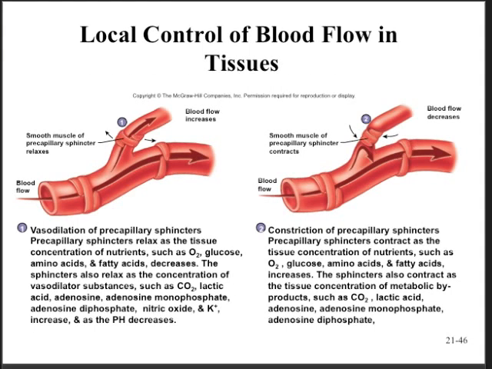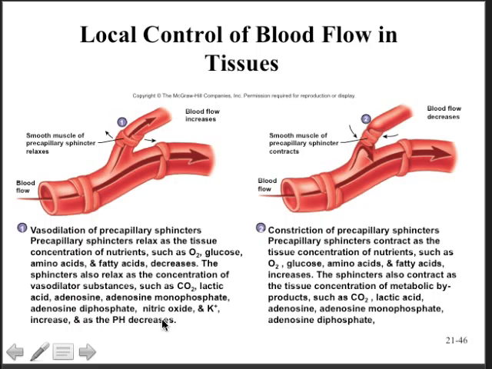So what you're looking at here is just a diagram showing you how the smooth muscle at the portals to these capillary beds, as well as the smooth muscle in the tunica media, can regulate blood flow. Here we see vasodilation of precapillary sphincters, which relax as tissue concentration of nutrients such as oxygen, glucose, amino acids, and fatty acids declines.